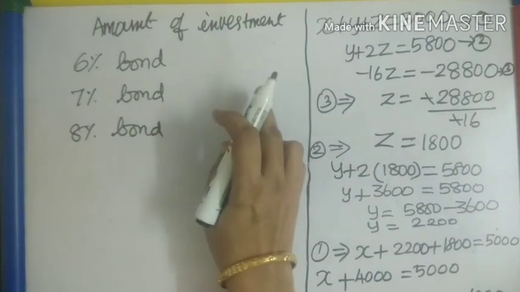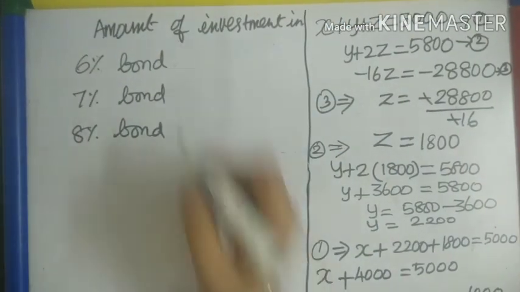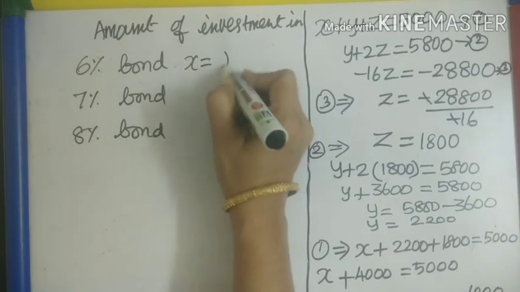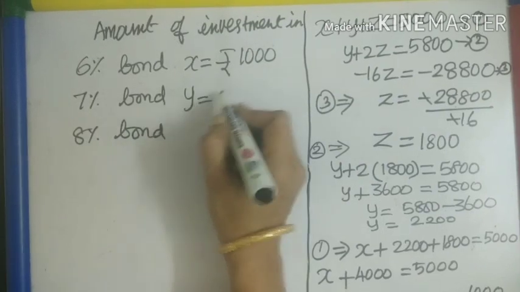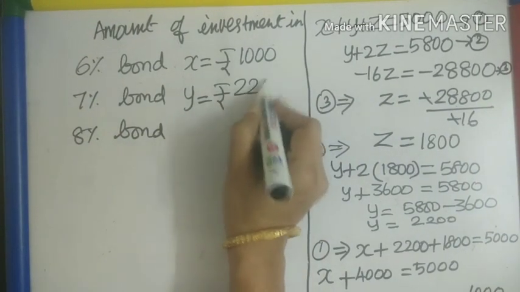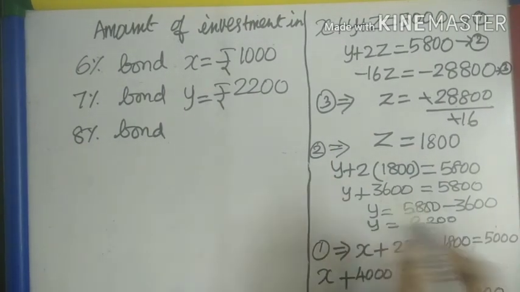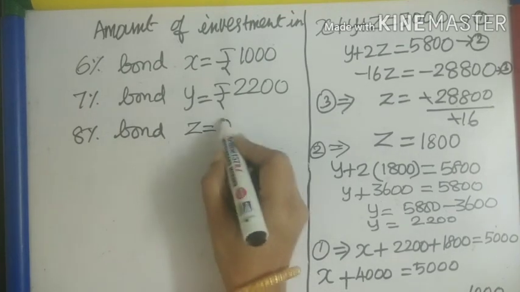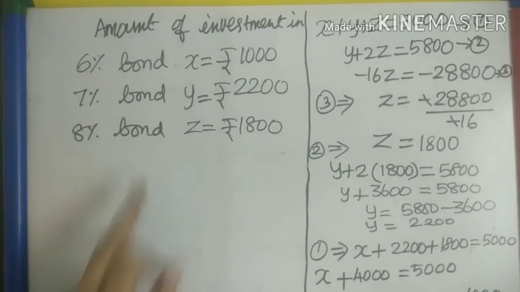So amount of investment in 6% bond is X value. So what is X value? Rupees 1000. And 7% bond is Y value. What is Y value? Rupees 2200. And at 8% bond is Z value. Z value is rupees 1800, and that is the required answer.